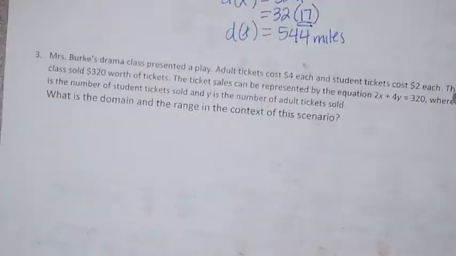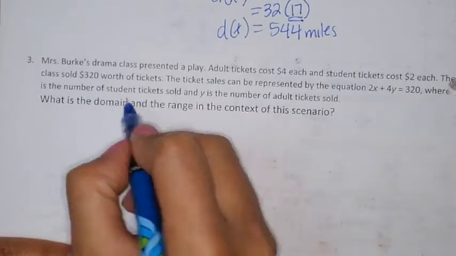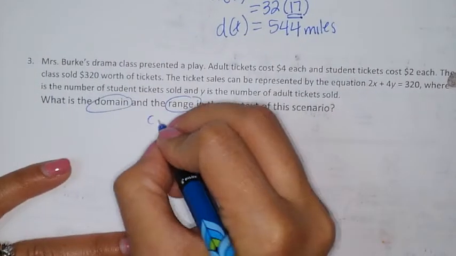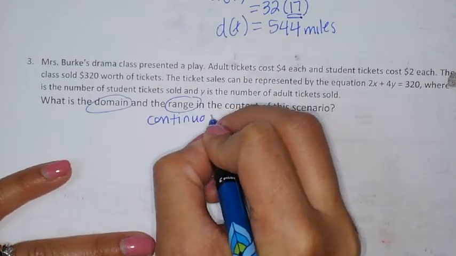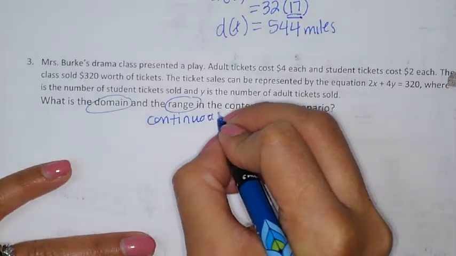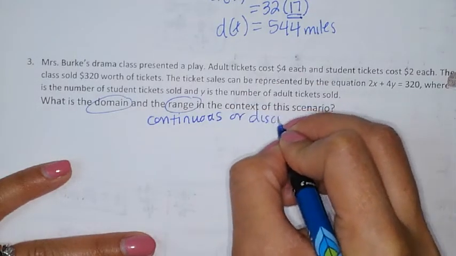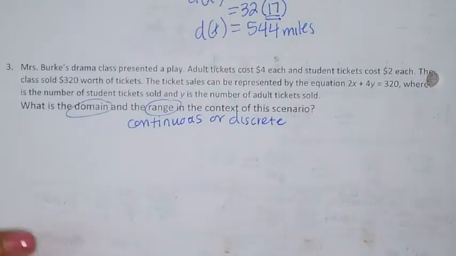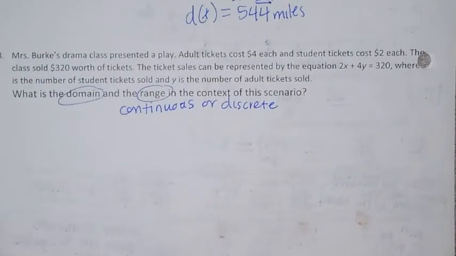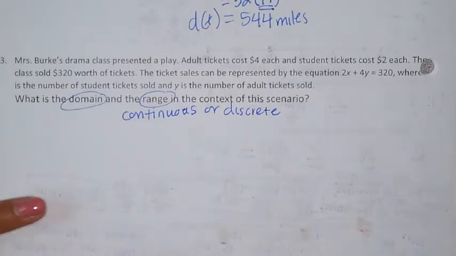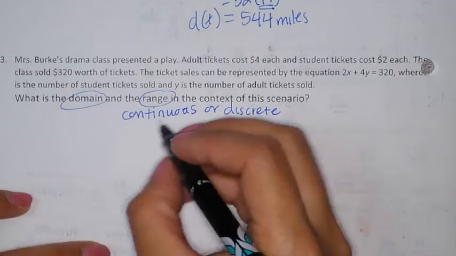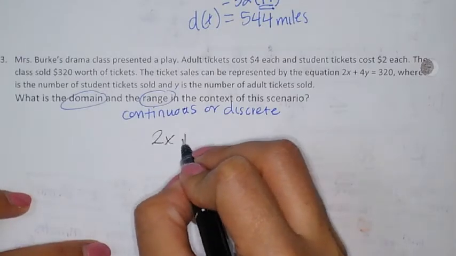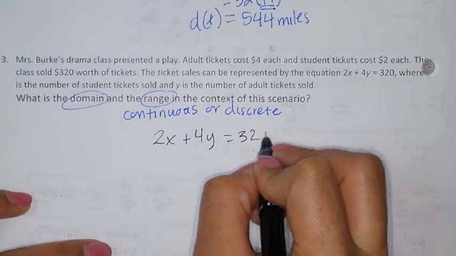For the second one, we're also looking for domain and range. So again, I need to know if it's continuous or discrete first, if I'm going to evaluate domain and range. So this problem, we did it before when you had to graph it. It's in your packets. But this time you don't have to graph it. You just need to decide domain and range. The equation is 2x plus 4y equals 320. Okay?